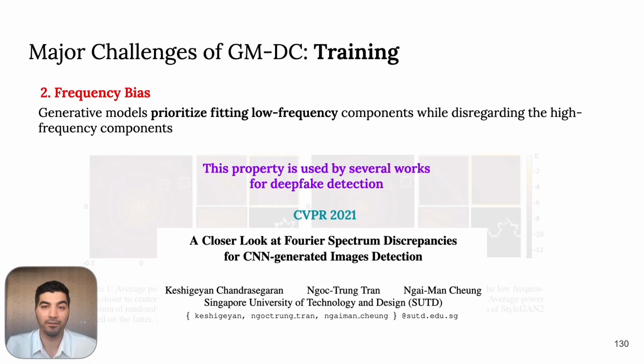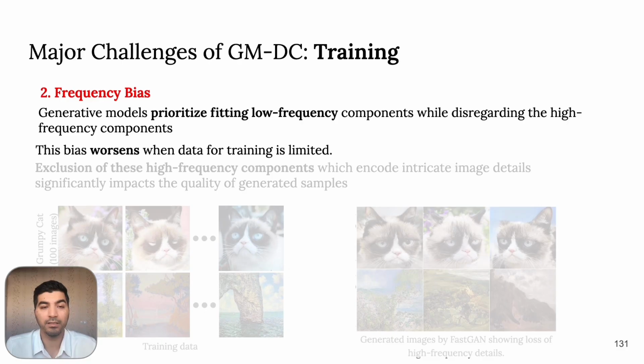This property of the generated images is usually used by several works for deepfake detection. For example, this CVPR 2021 paper from our group shows an analysis about this. Because the higher frequencies of the real and fake images are different, we usually can train a classifier on the spectral domain and detect generated images based on their frequency. So we learned about this bias and about this issue for image generators. And this bias worsens when data for training is limited.